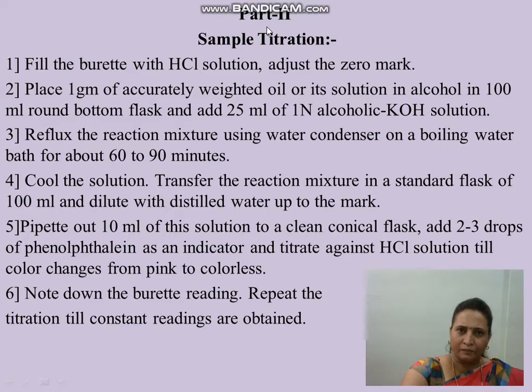Now the second part, that is the sample titration. The name itself indicates that this titration contains sample. Fill the burette with HCl solution, adjust the 0 mark, and place 1 gram of accurately weighed oil or its solution in alcohol in a 100 ml round bottom flask. Add 25 ml of 1 normal alcoholic KOH solution.